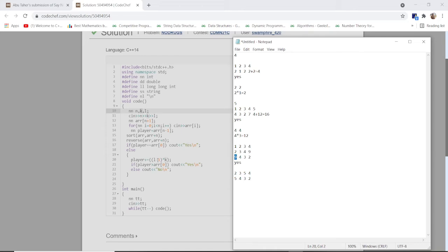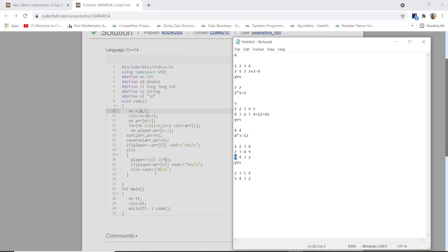Why do I subtract 1 from L? Because it is the limitation. It cannot be equal to or greater than L, so that is why I subtract 1 and multiply the value with K, and I add it to my friend's speed, and after that I again check if the value is greater than array[0], that means the maximum value, then I print yes, otherwise I print no. I hope you guys get the point.